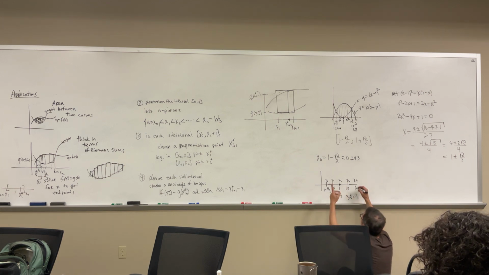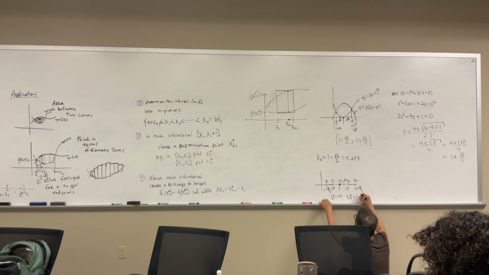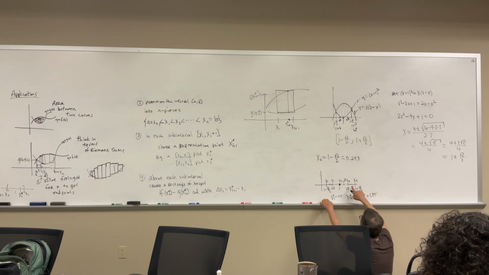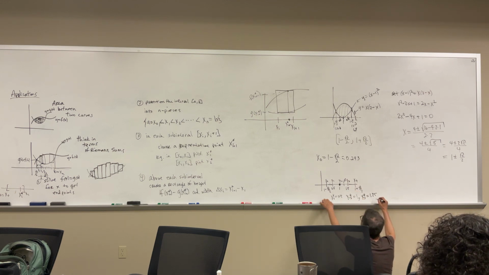x3 star, let's pick 1 1/4. I'm just trying to emphasize that it doesn't matter where you pick these guys. 1.75, and then x. That's 25.